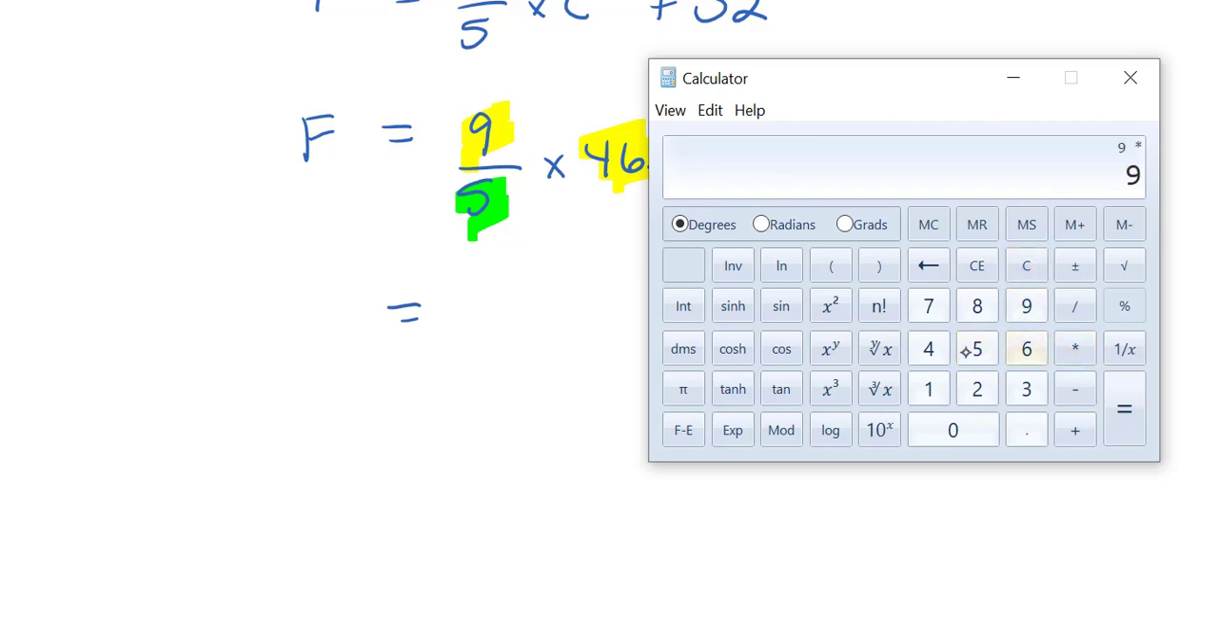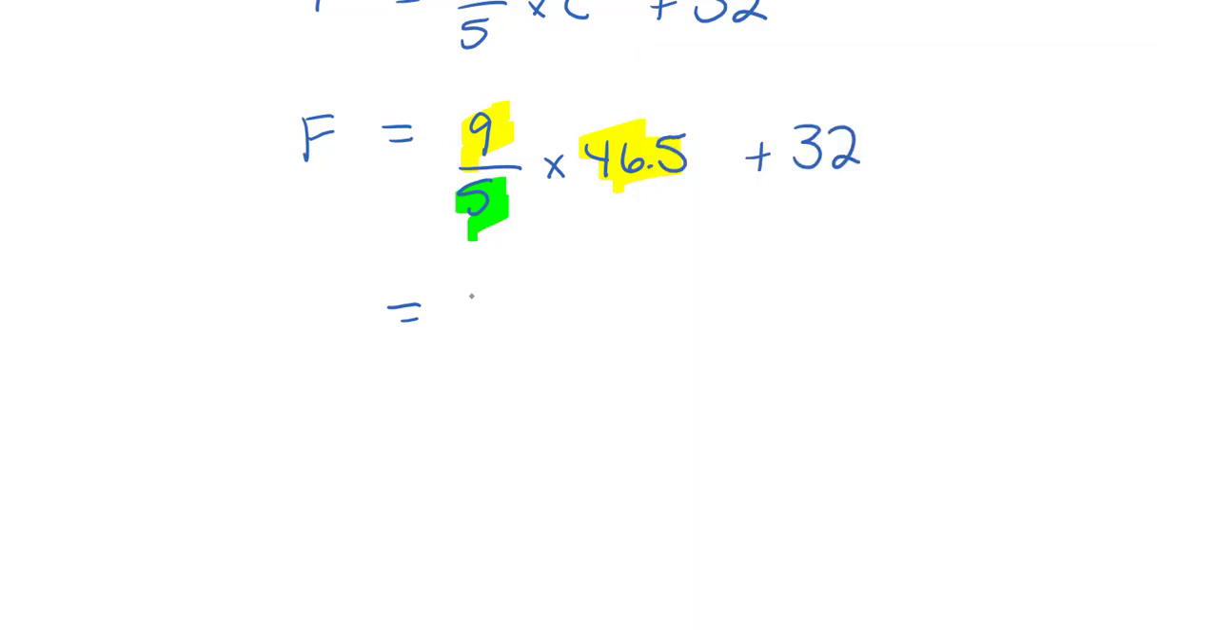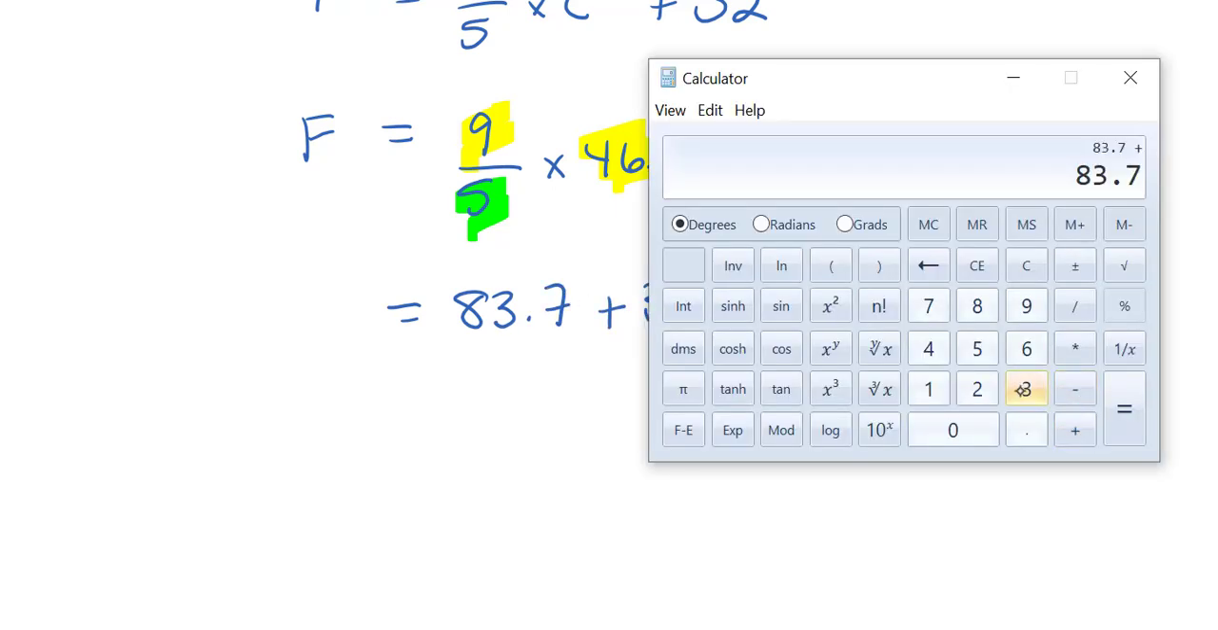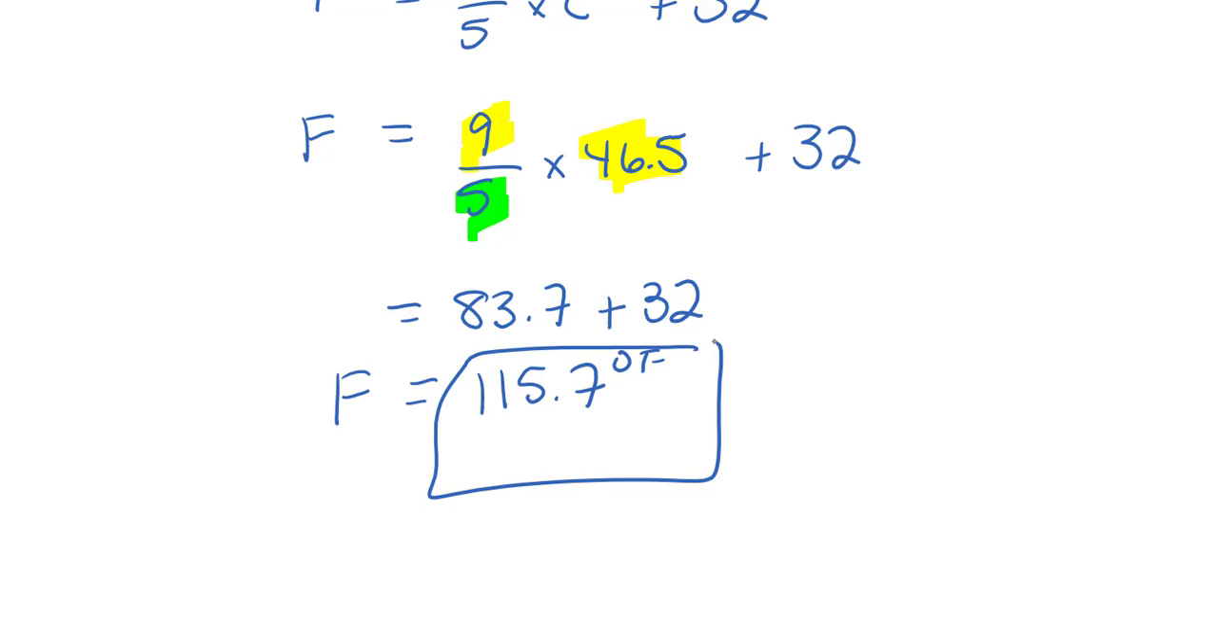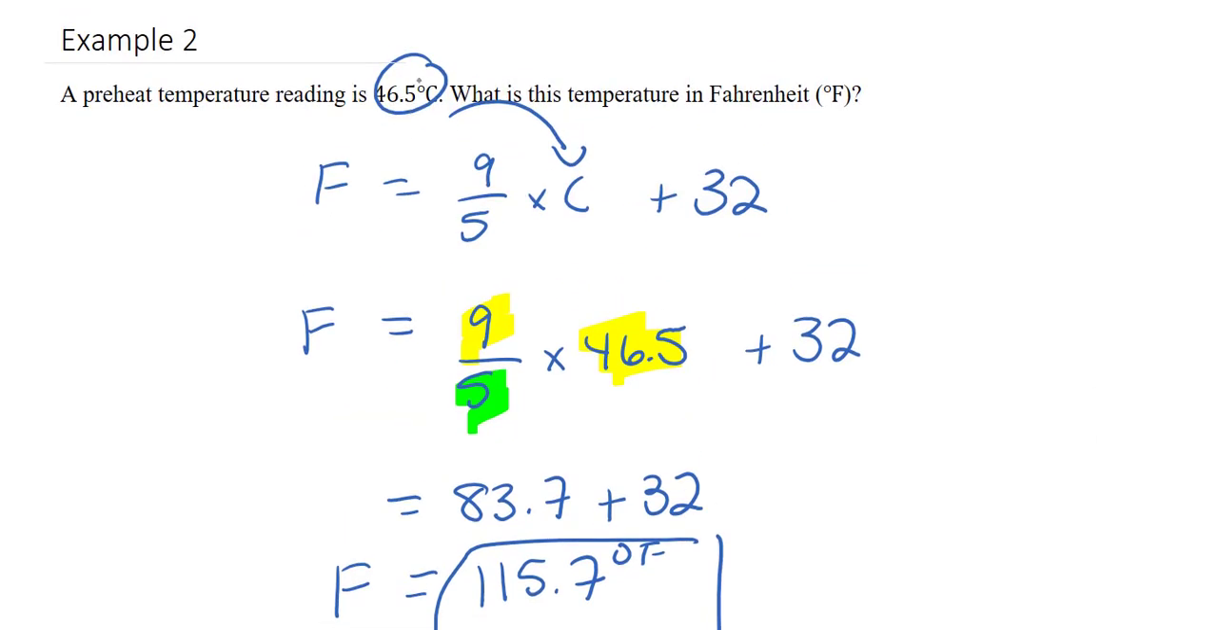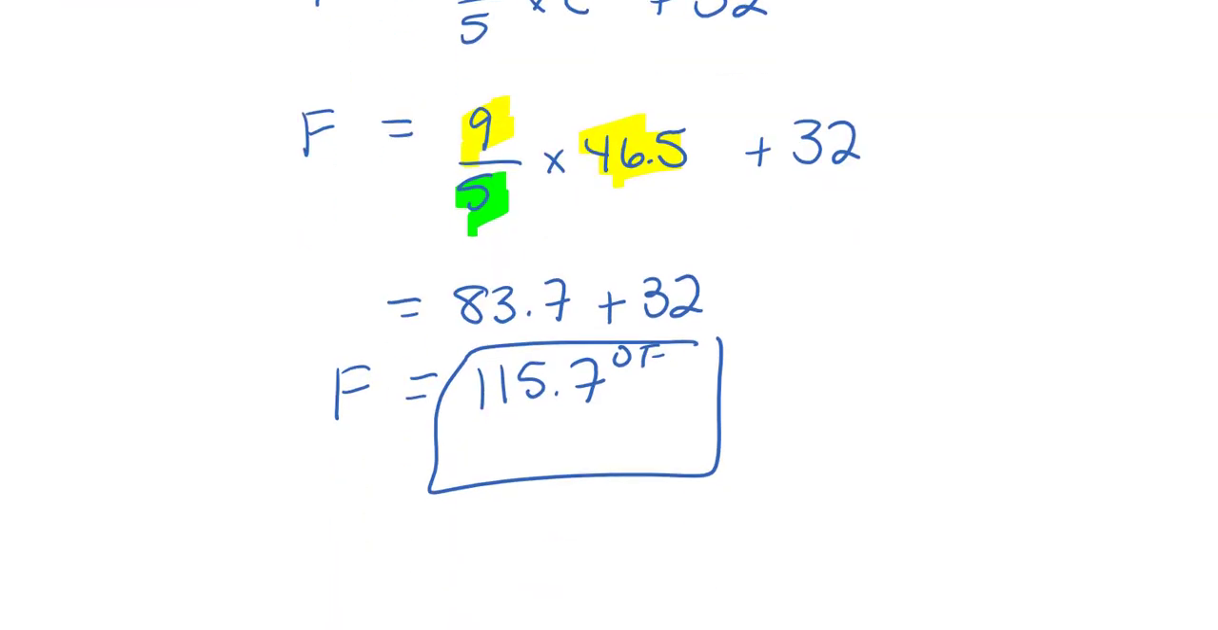So we have 9 times 46.5, and then we divide it by 5, and we get 83.7. So 83.7 plus 32 would be 115.7. And this is in Fahrenheit. So this is what the temperature is. We can say 46.5 degrees Celsius is equal to 115.7 degrees Fahrenheit. Now let's look at the next example.